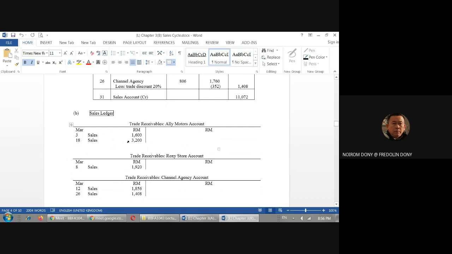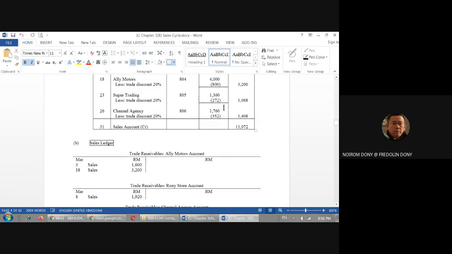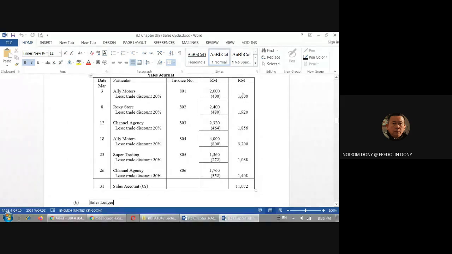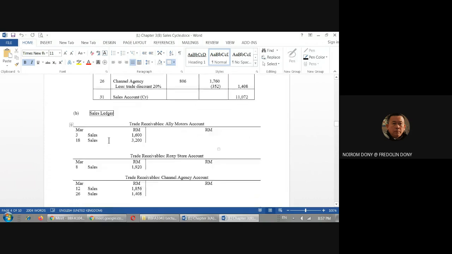And when you record, remember the point of reference is the sales journal. So meaning record individual amount, according to the date of transaction. March 8, 1920; 12, 1856; 26, 1408. So very easy. And the particular, because it's from the sales journal, you put sales. Just now, the opposite, isn't it? This is trade payable, so on the credit side, and you put purchases, purchases, purchases. Okay, easy to remember.